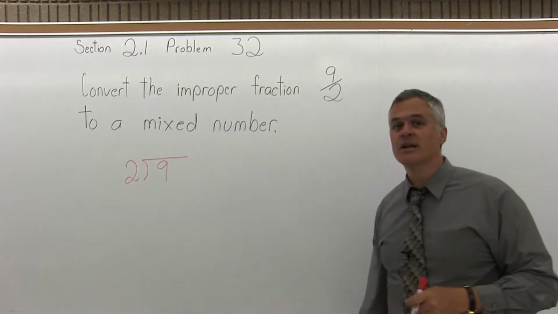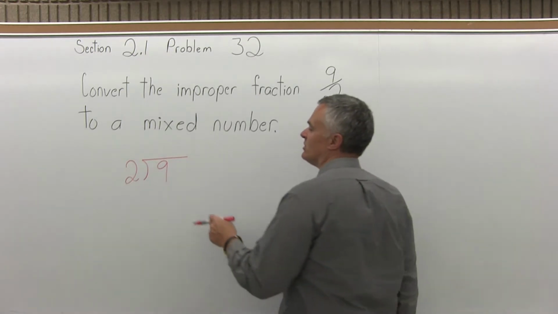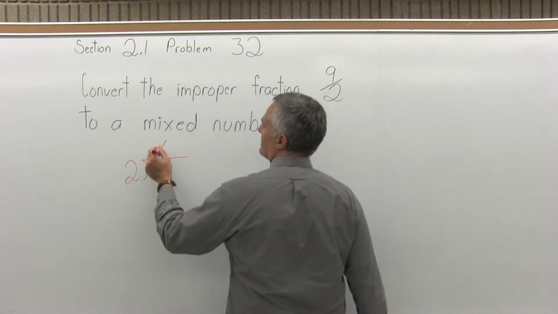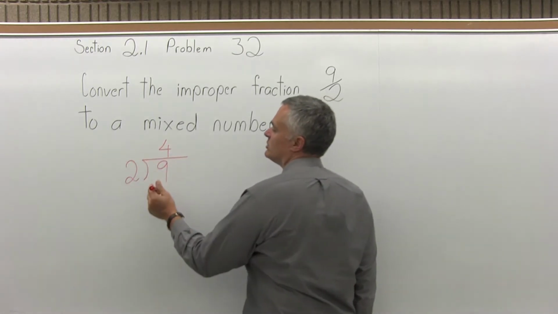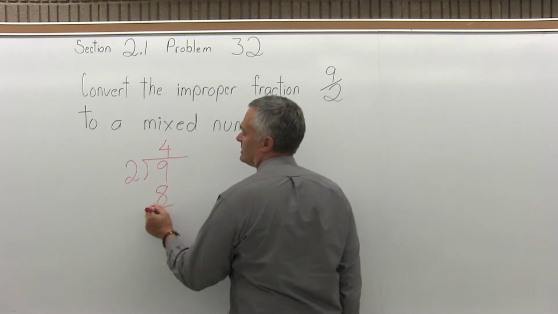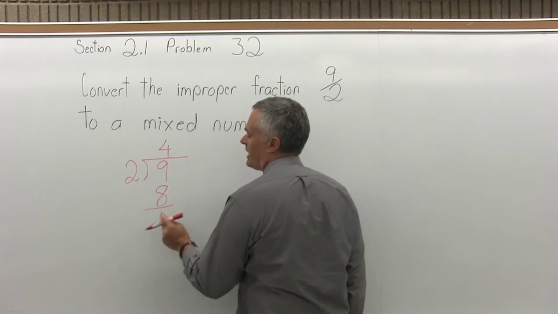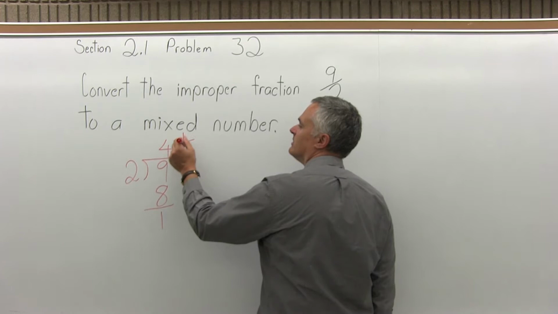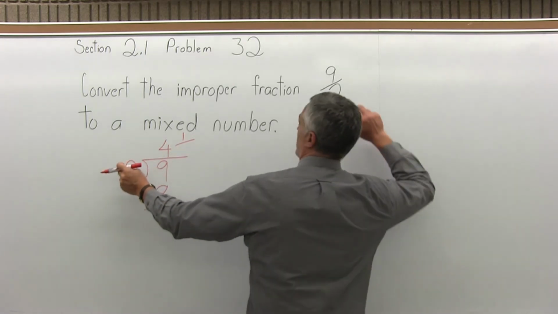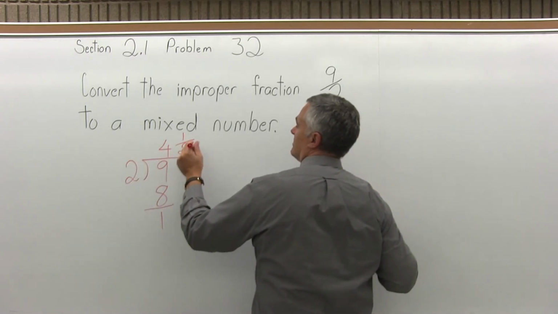2 divides into 9. How many times? So 2 will fit into 9 as close as we can get is 4. 4 times 2 is 8, and then we subtract: 9 minus 8 is 1. So my remainder of 1 becomes my new numerator, and the denominator, which had been 2, will stay the same.